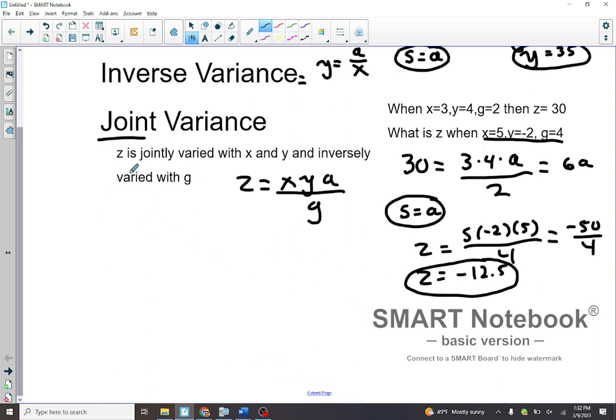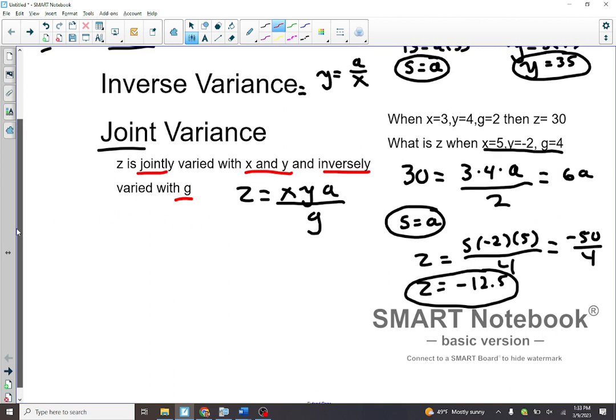That was a joint one. Did we do inverse? No, but inverse is just with a division symbol. So the setup is exactly the same. Just know x should be on the bottom in that case. How do we know in a word problem? If I say jointly, then you know it's going to be on the top, while if I say inversely, it's going to be on the bottom.